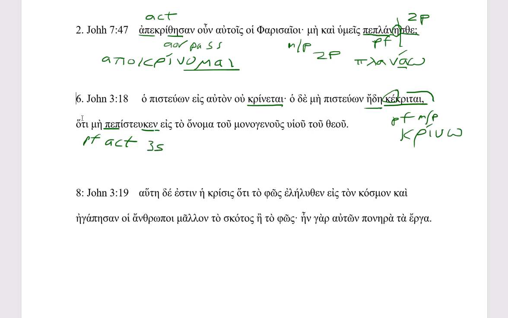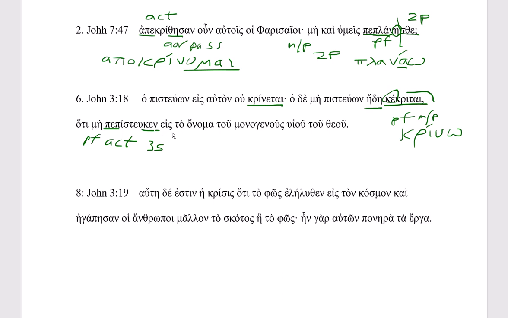And so what are we saying here? Because may not, pepistuken, he has not believed. And again, he has not believed in the past, and that continues into the present. So another good example of how the perfect tense works.